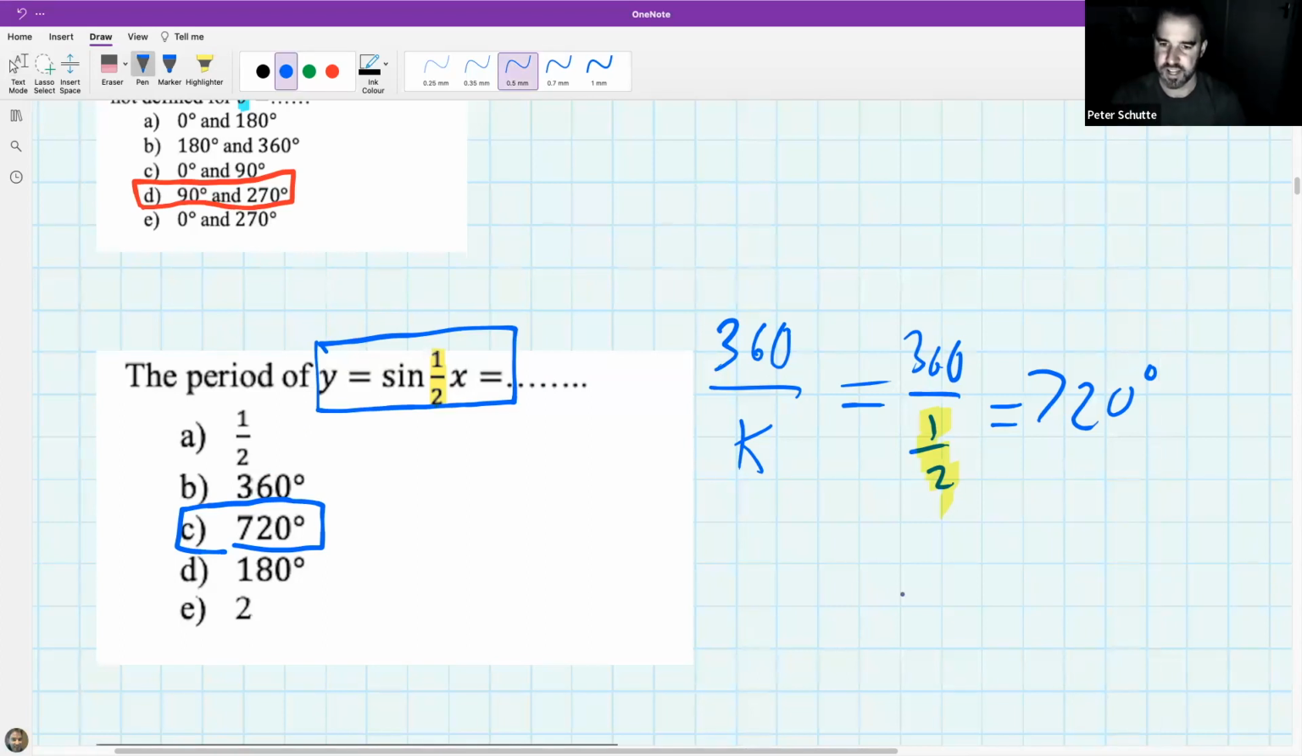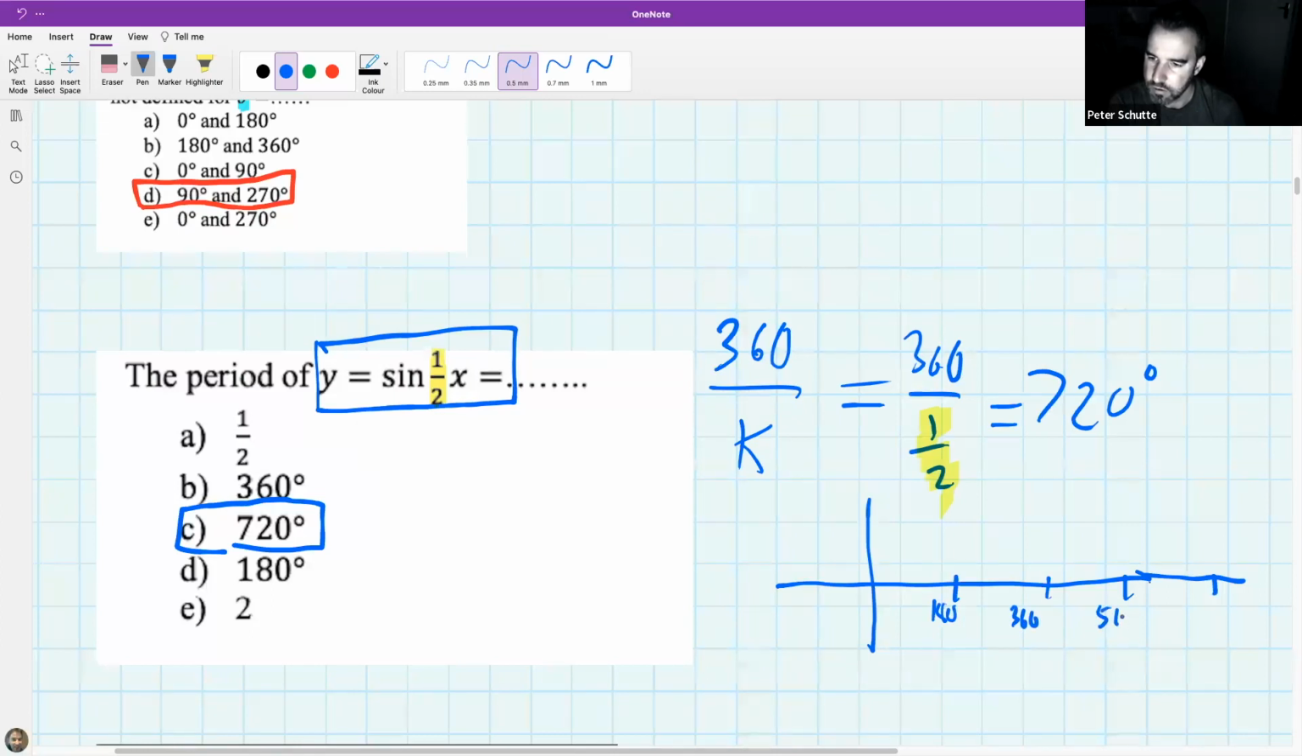If you wanted to visualize this graph, each of the quarters, instead of going in 90s, it's going to go in 180s. And so for a whole sine graph, you're going to need 720 degrees of runway. So you would need to go up, down, down, up. That's just a bonus drawing.